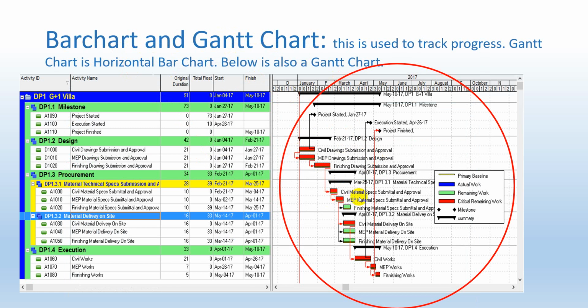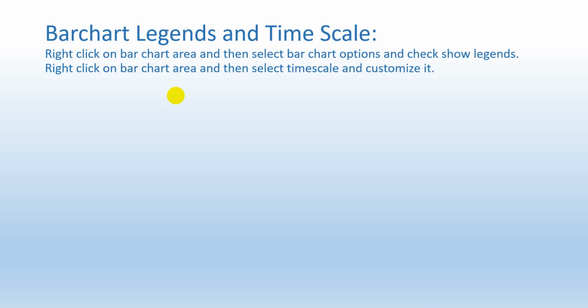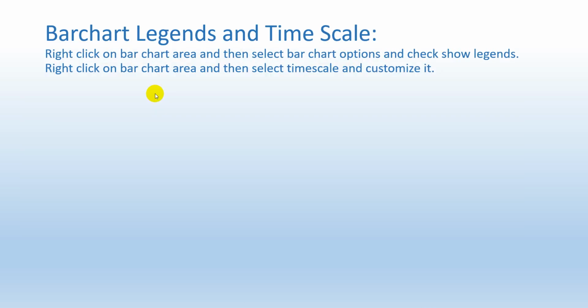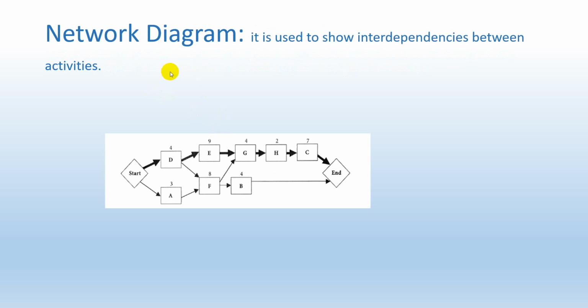This representation is usually used to track progress. Here these are horizontal bars which are shown against time. This one is also a useful way of representing our schedule. These legends, we can show it or hide it, and we will see it from our P6 schedule. And there is another way of representing our schedule, which is network diagram.